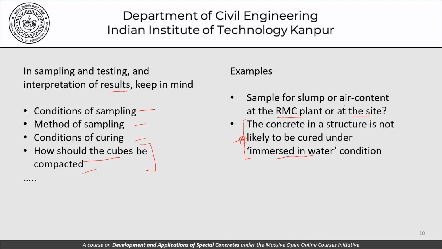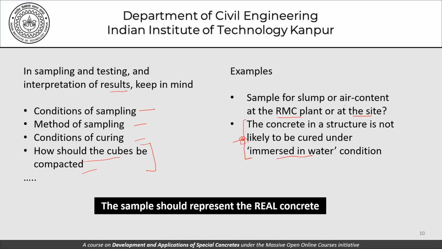Bottom line, never forget this. The sample should represent the real concrete. We understand that it will never be the real concrete. It has never been. All this business of testing cubes and cylinders, curing them underwater to get 28 days strength, does not reflect in any way or form the actual strength of concrete in structures. But that's something which we know about and we have learned to live with it.